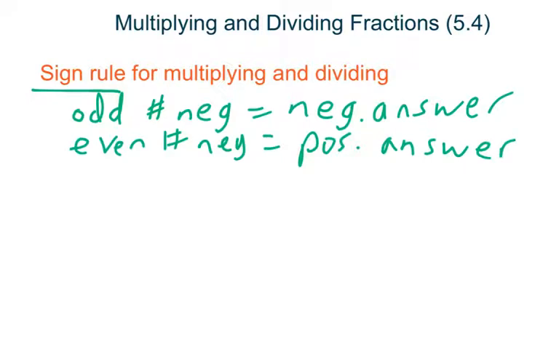So, for example, -5 times -4, that's an even number of negatives. So -5 times -4 would be a positive answer. But if it would have been -5 times +4, it would have been a negative answer, because then we'd have an odd number of negatives.